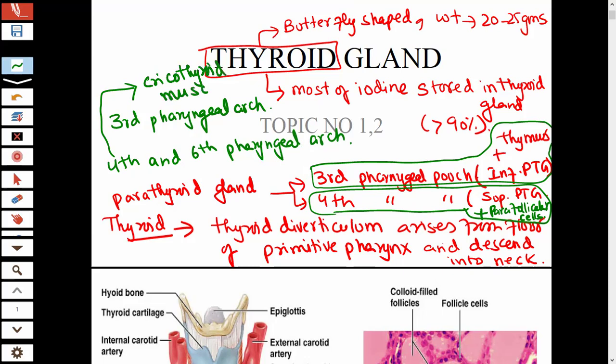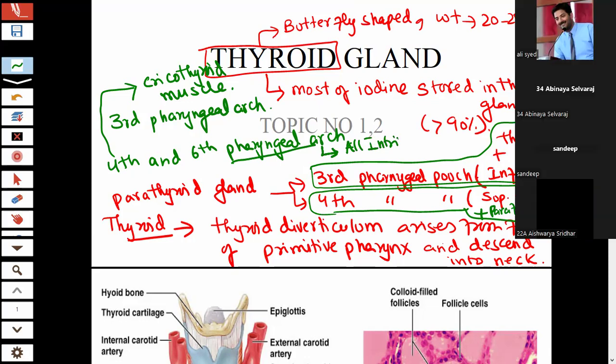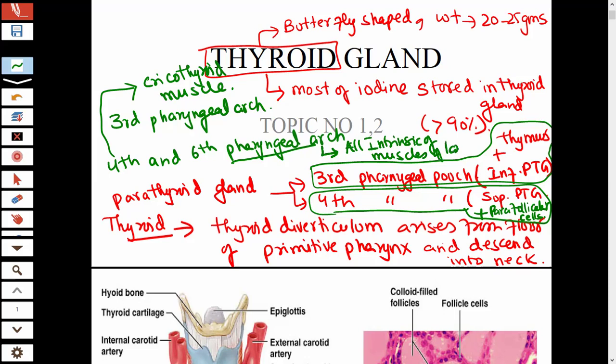Cricothyroid muscle. From the sixth pharyngeal arch, there is a development of all the intrinsic muscles of the larynx. So all the intrinsic muscles of the larynx are developed in the sixth pharyngeal arch. Okay, except, which muscle? Answer is cricothyroid muscle. Cricothyroid muscle is developing in the fourth pharyngeal arch. Okay, now see, the fourth pharyngeal arch has its own innervation. Sixth pharyngeal arch has its own innervation.